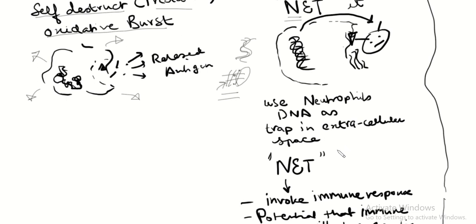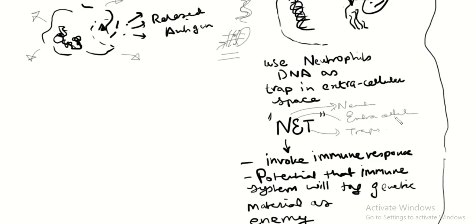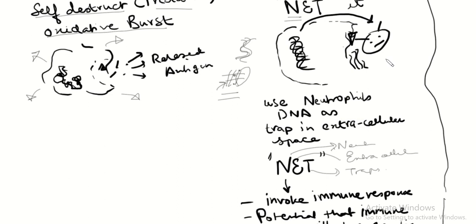So neutrophil, extracellular, traps, nets. So that's what it does. Invokes an immune response and kills the hardy bug.